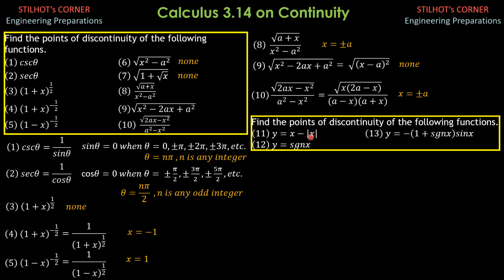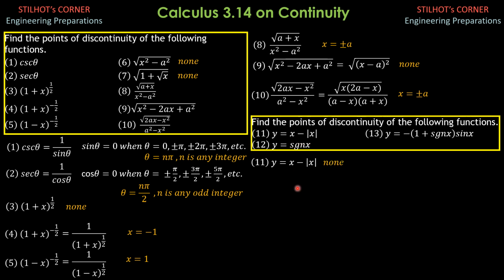Remember that when x is negative, less than 0, absolute value of x is negative x. So this reduces to x minus negative x, or 2x. And when x is 0, 2x is 0. And 2x is defined everywhere, even if it is negative or positive. When x is greater than 0, then absolute value of x is just x. So this results to x minus x, which is 0. That's fine. Then when x is 0, it is also equal to 0. Therefore, there's no point of discontinuity for number 11.